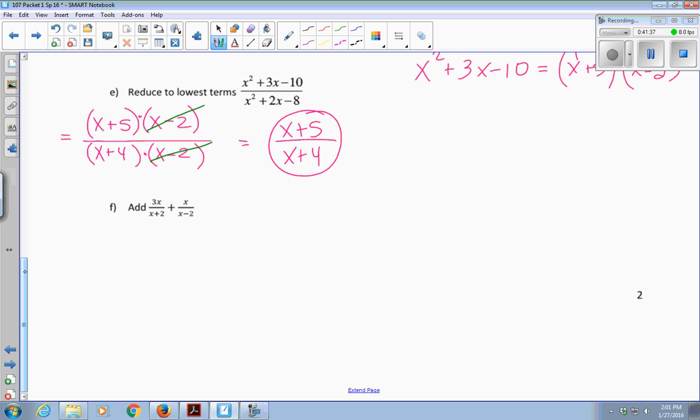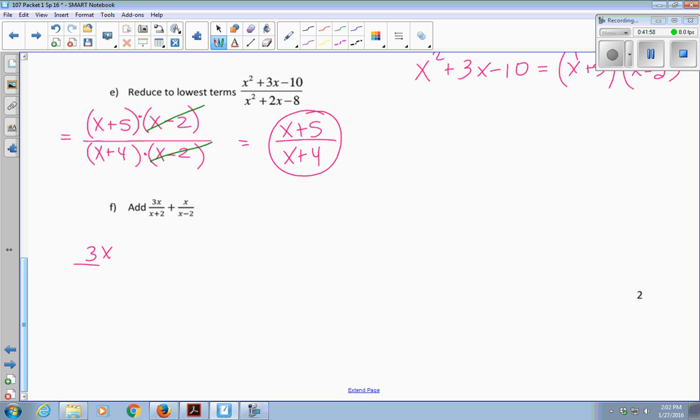All right, one more together, and then I'll give you a little bit of time to practice. When you add two fractions, what is the first thing you need to be able to add two fractions together? Common denominator. Do they have a common denominator? No, the two denominators are different. So to get a common denominator, we're going to build it.